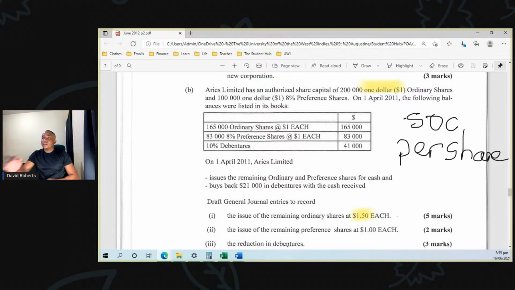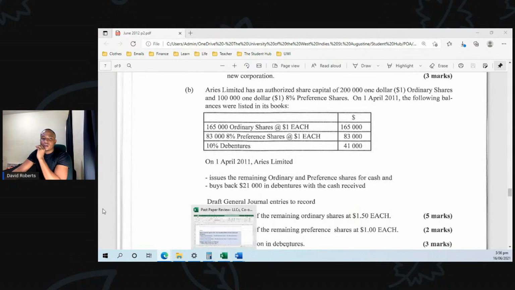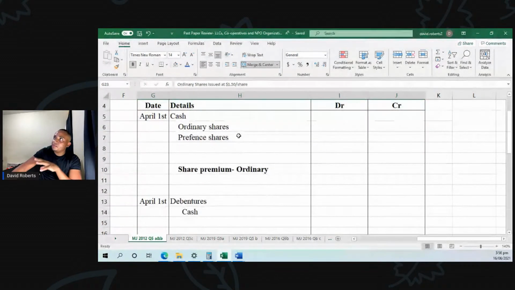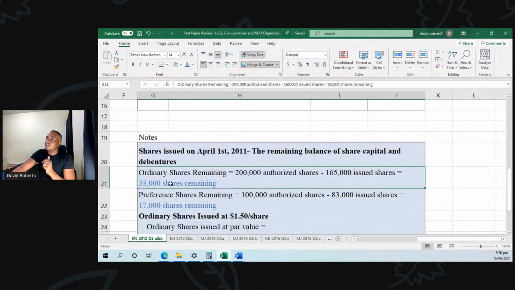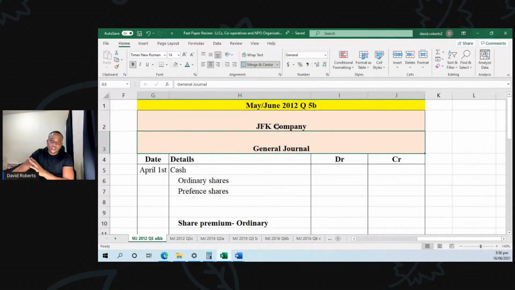You have to find the share premium because when we are documenting the shares in the general journal, you make a distinction between the price of the shares when they were authorized and the price that they were issued at. If there's a difference, you have something called share premium. So let's do the first question. We have 35,000 ordinary shares remaining.